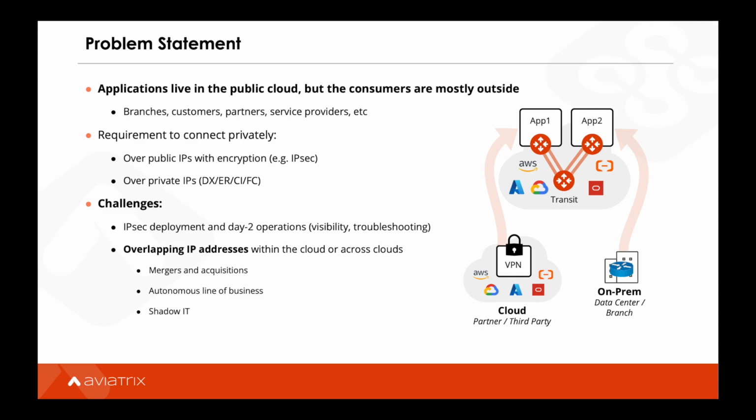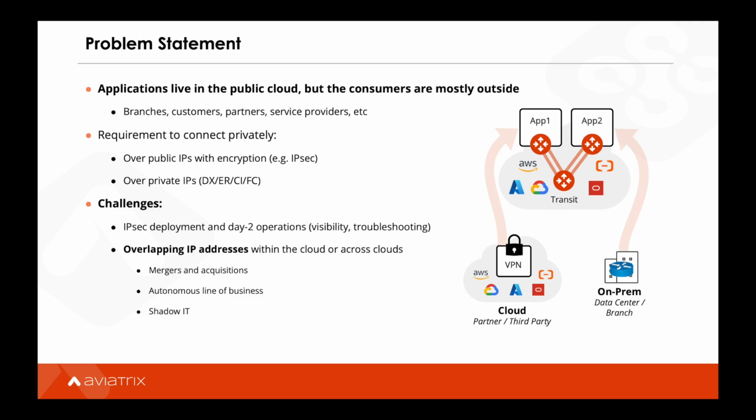They need to have secure hybrid connectivity from on-prem to resources in the public cloud, whether that's using encryption or using private IPs. The challenge comes with deploying this at scale and having day two operations tools for visibility and troubleshooting. Moreover, it is just about guaranteed that they'll run into an issue of overlapping IP addresses.